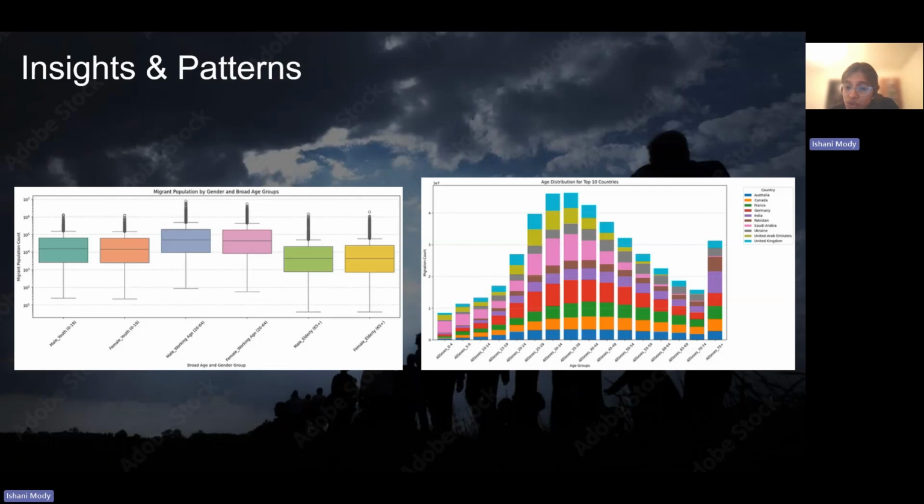And in the age group between 30 to 40, there was the highest migration, with Saudi Arabia having the highest migration compared to all the other countries.